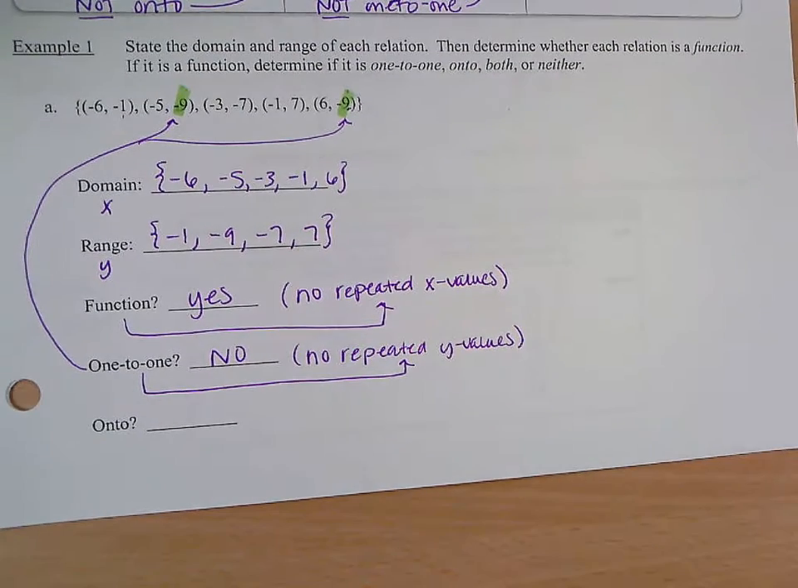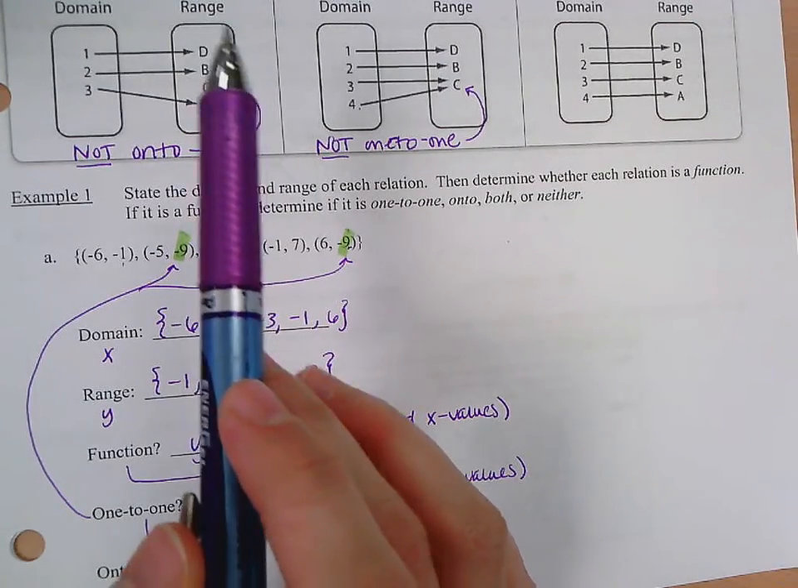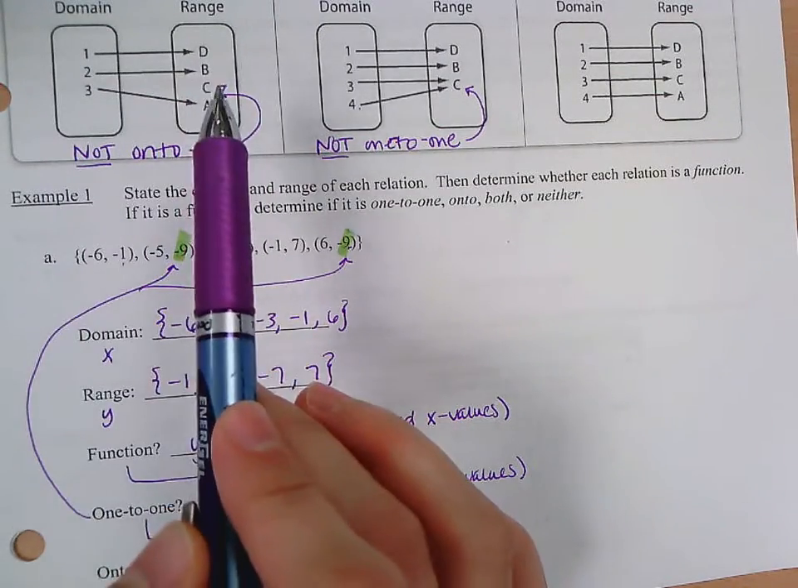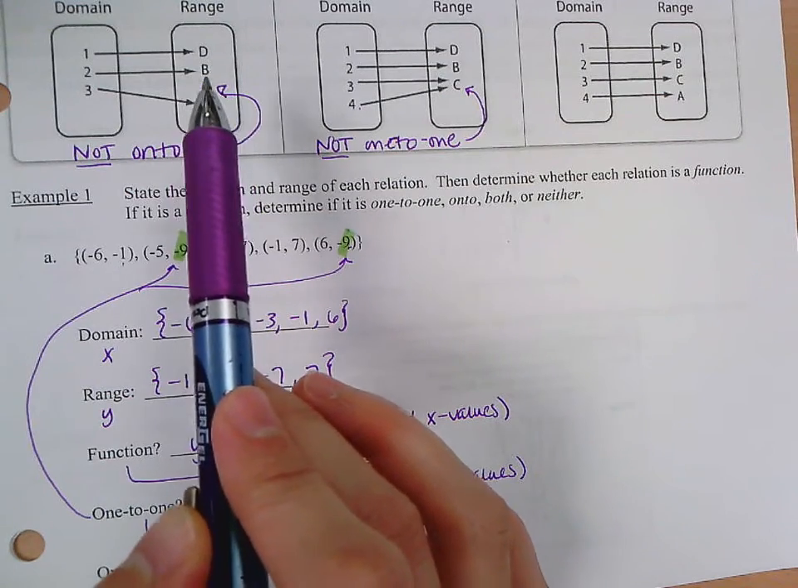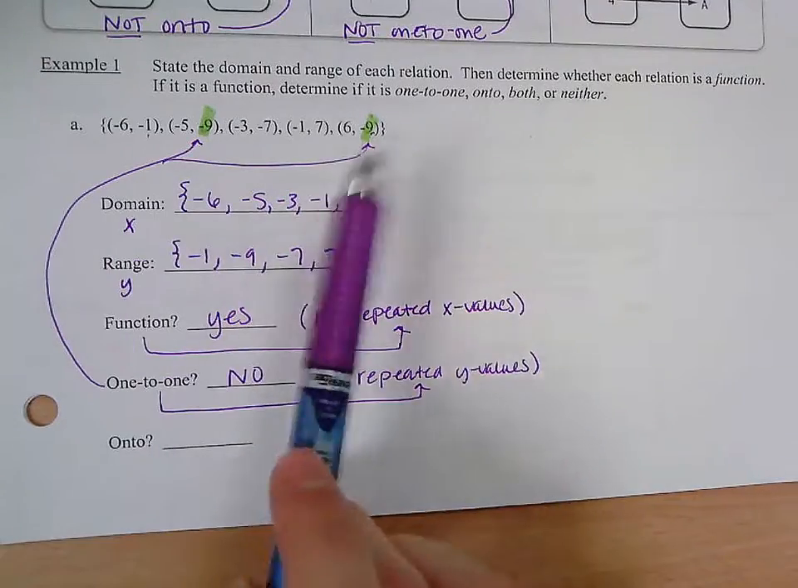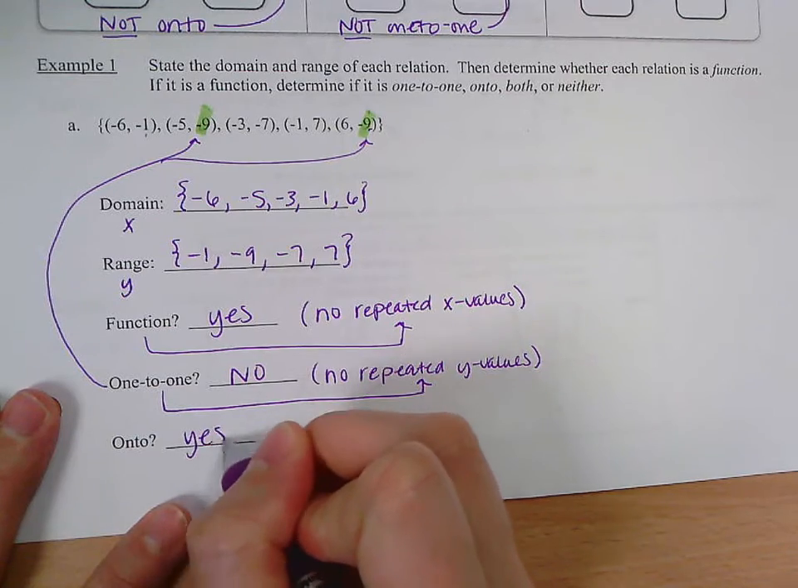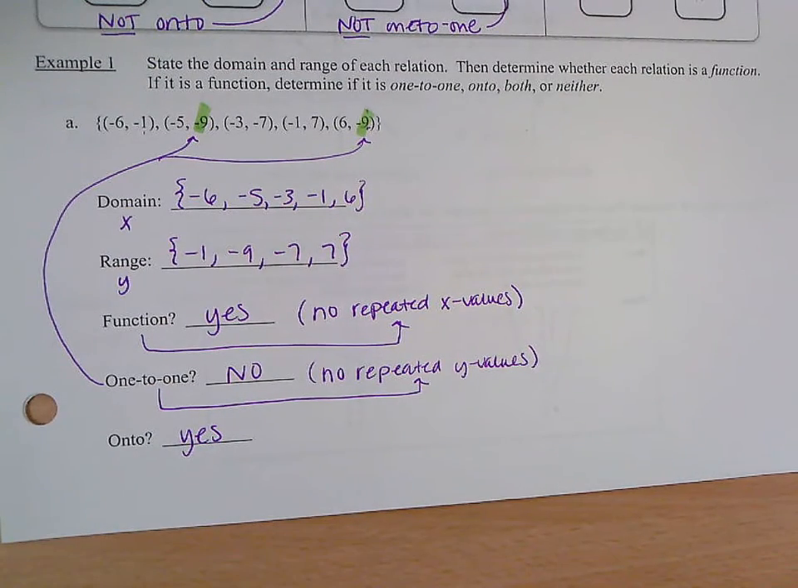And the last one is onto. The only time you would say no for this is if you are given some sort of mapping, like in this example up here, where you can clearly see there's an element of the range that isn't being used. It's not paired with anything. So because all of our ordered pairs are all x's and y's paired together, this is a yes. This is onto. So the only time is if you are specifically told this is an element in the range that isn't paired with anything. But you have to be told that.